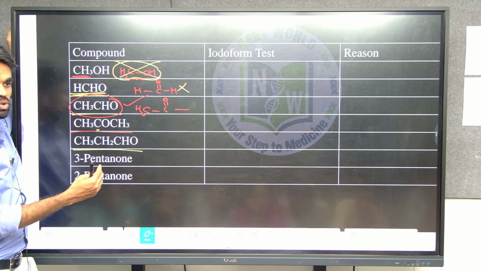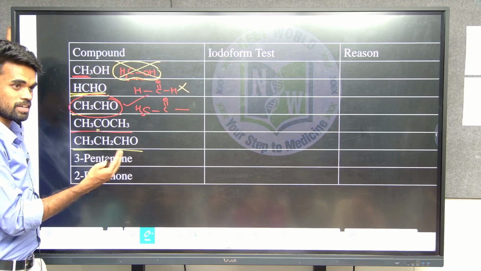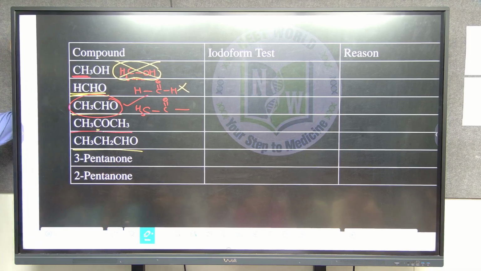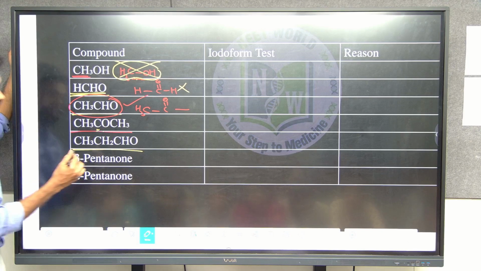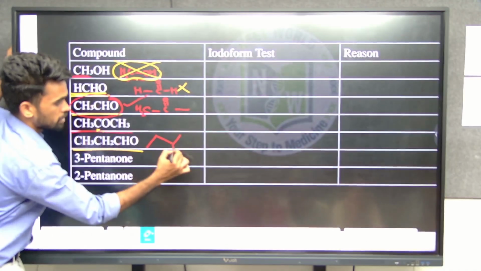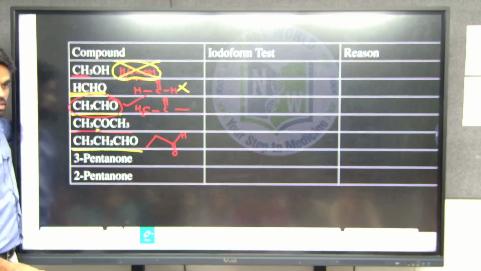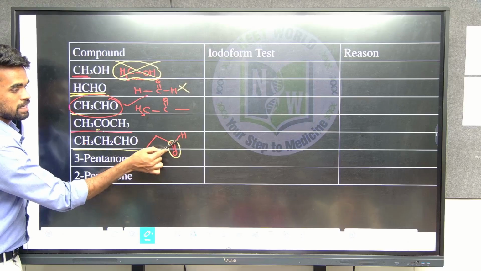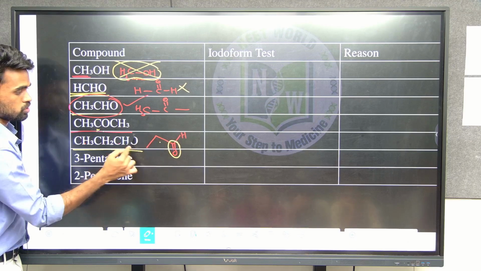Next, what about this one? Write its structure, don't just say show or not show. Otherwise you will be in sleeping mode. Write the structure 1, 2, 3. Do we have methyl? Does the carbonyl group contain any methyl group directly? No, so it won't show.